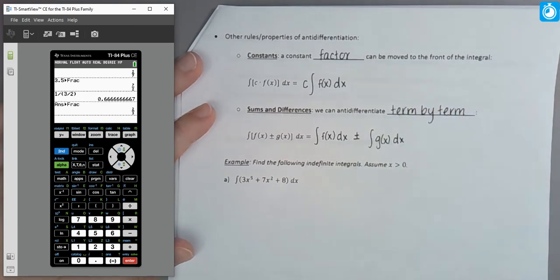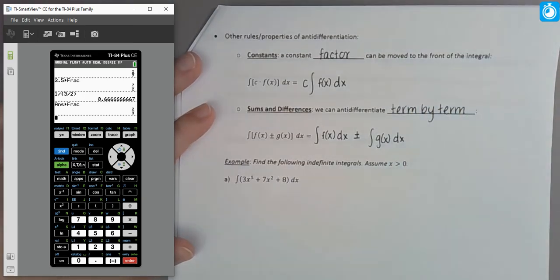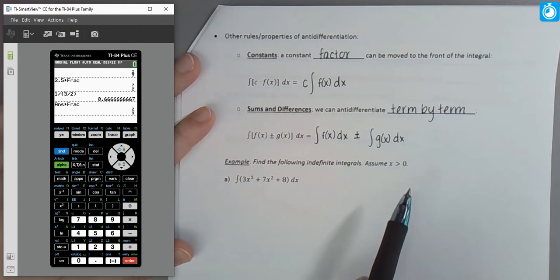So we can look at one function at a time, take individual antiderivatives, which may mean applying different rules to those individual terms. So that's going to allow us to add on some more complicated functions, but simplify them and take them down to those basic rules we looked at a moment ago. So we want to find the following indefinite integrals, in other words, antiderivatives, antidifferentiate, and we're going to assume that x is greater than 0, and we'll see why that matters in just a moment.